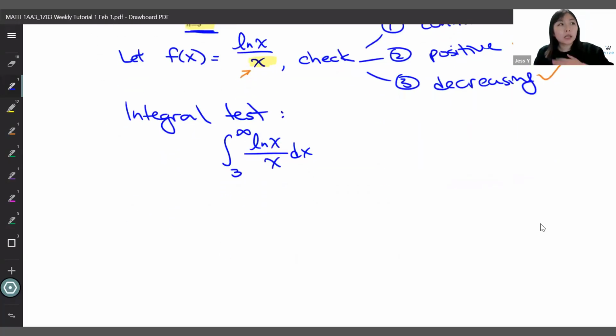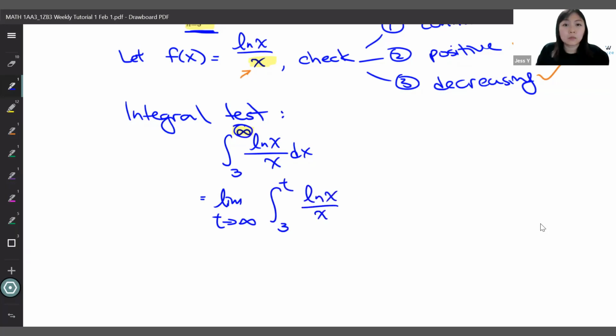I know I personally have not reviewed improper integrals with you, but improper integrals aren't that bad. It just means that whenever you have an infinity in one of your integration bounds or limits, just set the limit as t goes to infinity and replace that infinity with a t. That's the only difference between a regular integral and an improper integral. You just replace that infinity with a t.